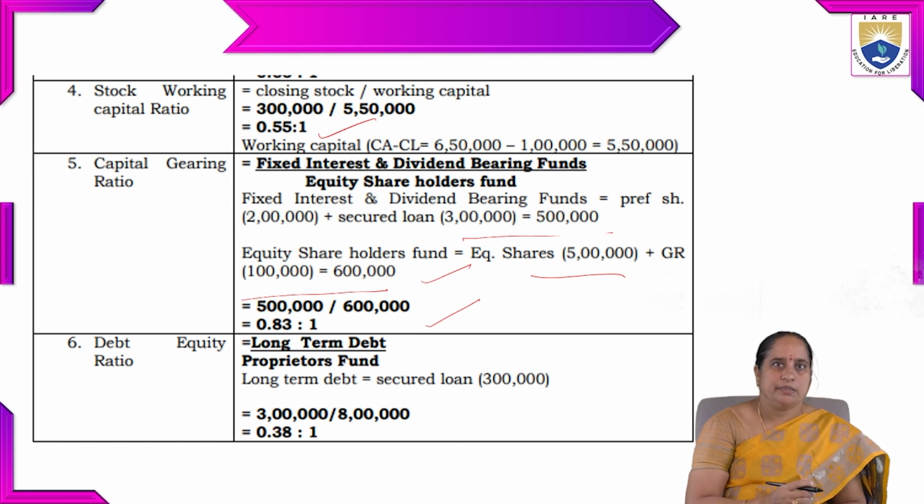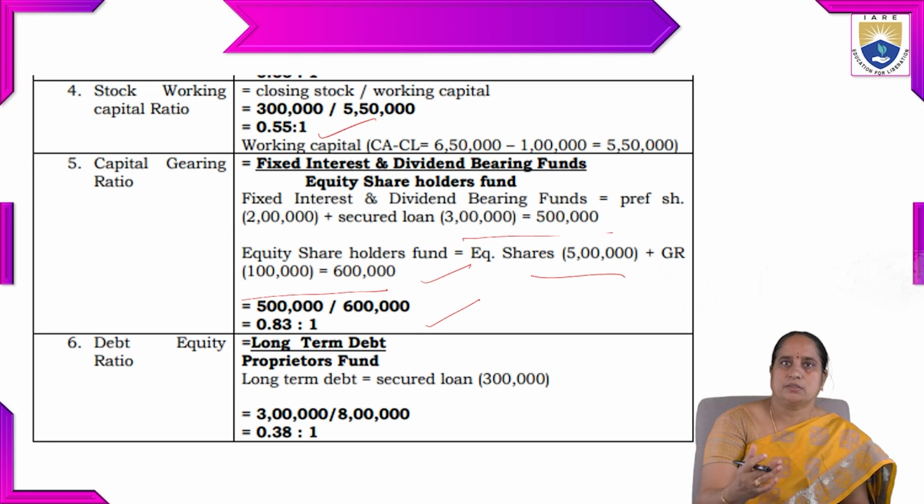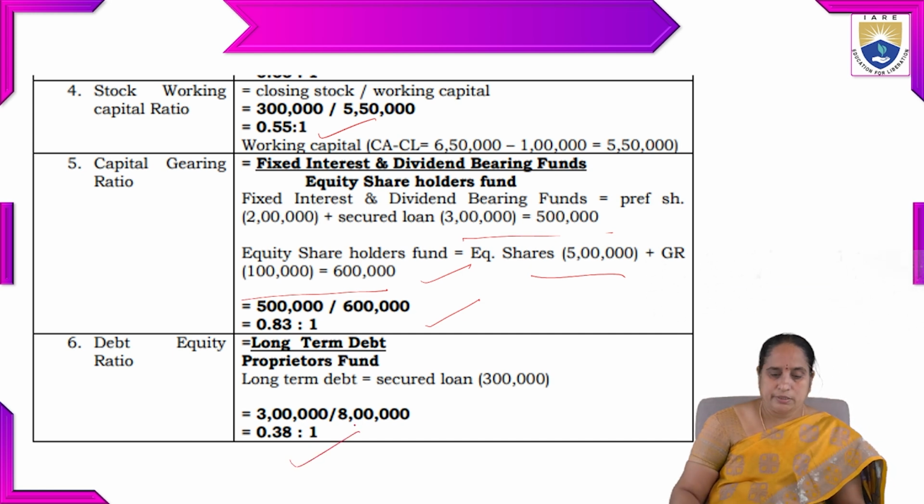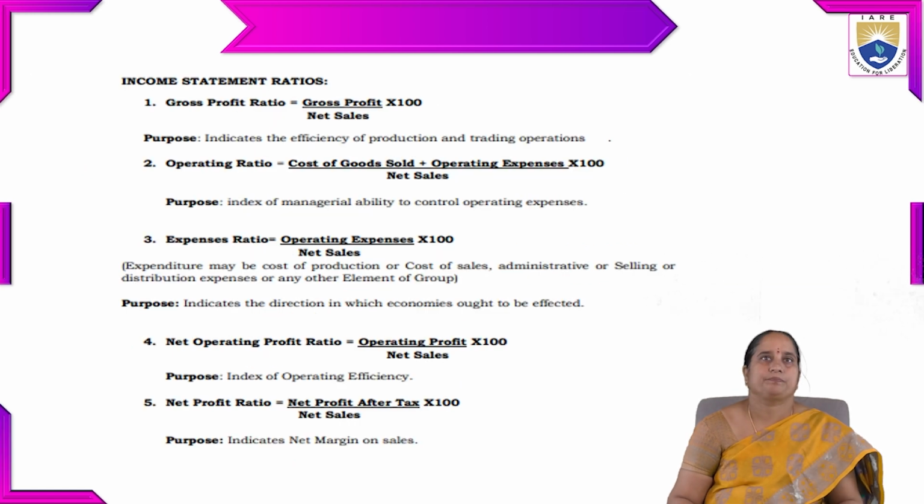And next one, debt to equity ratio. Here debt means we should consider long term debt divided by proprietor's fund. Long term debt is given only in the form of secured loan, which is equal to 3 lakhs. And proprietor's fund we have already calculated, that is 8 lakhs. So 3 lakhs divided by 8 lakhs, our debt equity ratio is 0.38 is to 1.